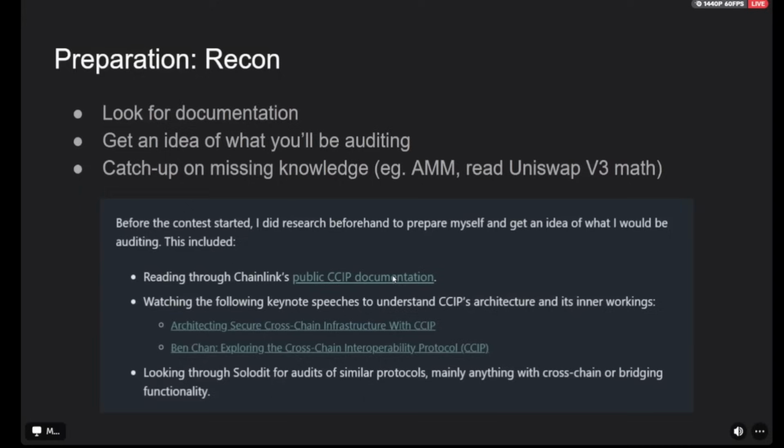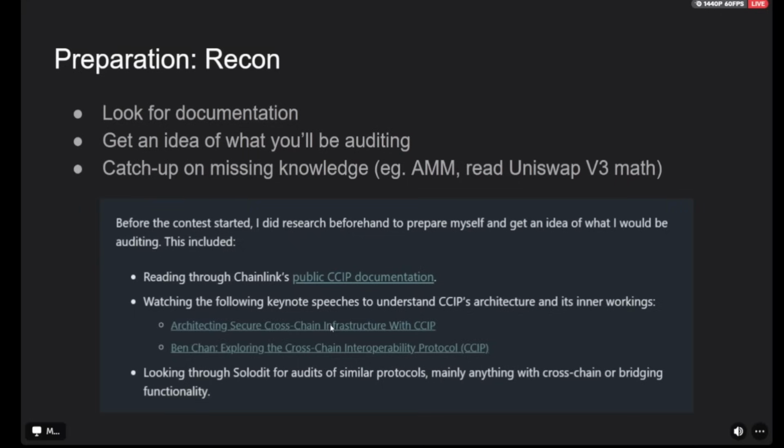And once I know it's a bridge, I know that I'll have to be Googling a lot of things related to bridges, how they work, what the logic flow is, and what the related bugs on bridges are. I also watched, it's a bit overkill honestly, these two speeches on the CCIP. What I was trying to extract from them was how it was actually working under the hood.